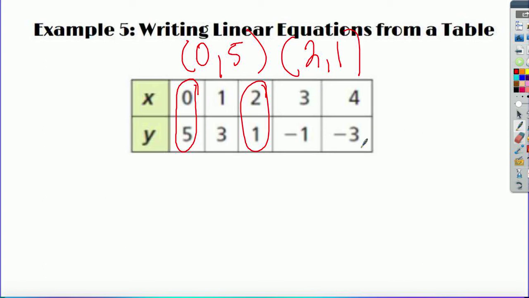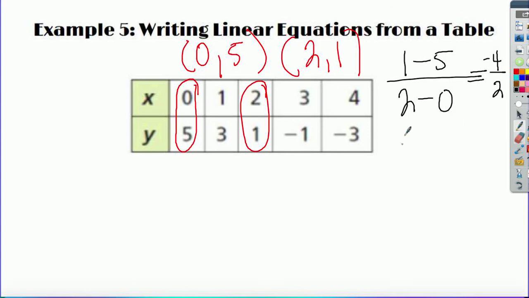So say we didn't even have this table. We just had these 2 ordered pairs. We already know how to do that. So now I'm just using this same process just in case you forget how to do it from the entire table. So we're looking for a slope, a y-intercept. I have 2 points. I'm going to use the slope formula. I'm going to do y2 minus y1. So I've got 1 minus 5 over x2 minus x1, which is 2 minus 0. 1 minus 5 is -4. 2 minus 0 is 2. And -4 divided by 2 gives us a slope of -2.